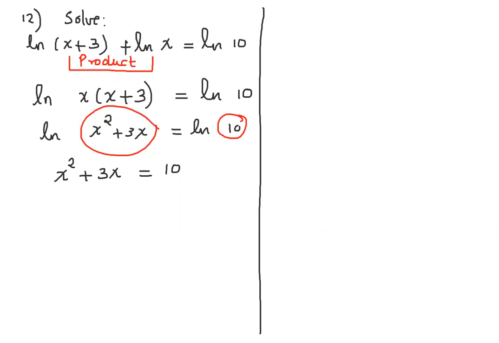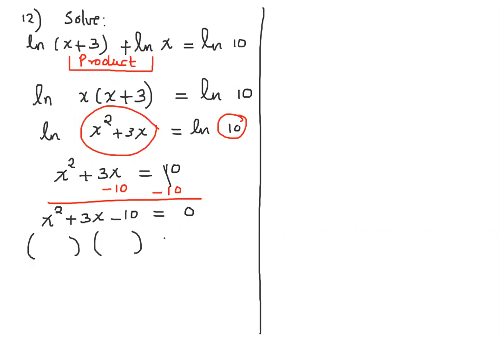Now again, we have to use factoring because we are getting a quadratic equation. So subtract 10 both sides, so we get x squared plus 3x minus 10 equal to 0. The factoring we have to use for the whole course. Which numbers multiply to negative 10? It's going to be 5 and negative 2. And set each one equal to 0. So we get x plus 5 equal to 0, or x minus 2 equal to 0.